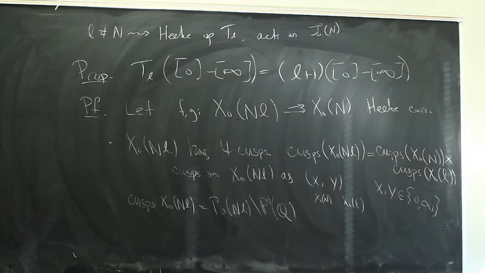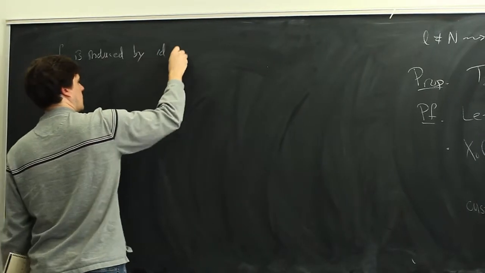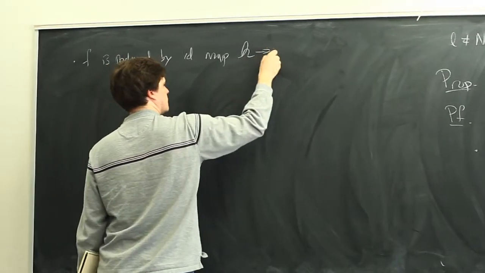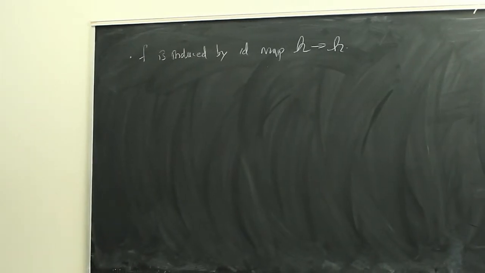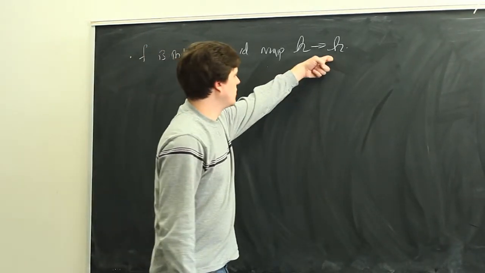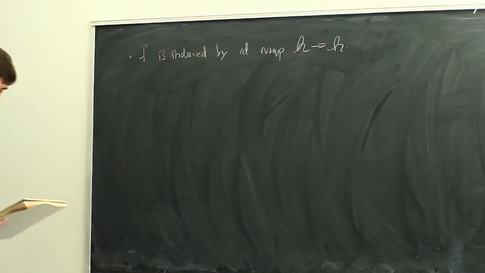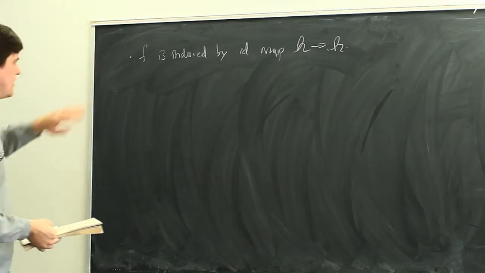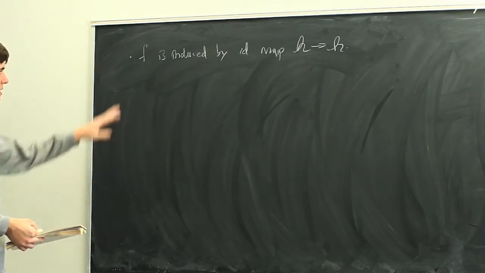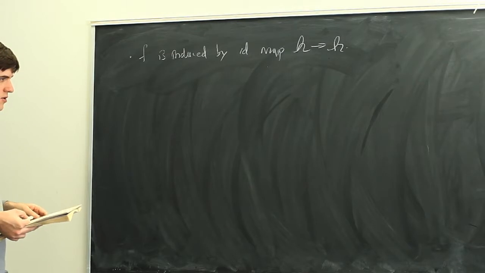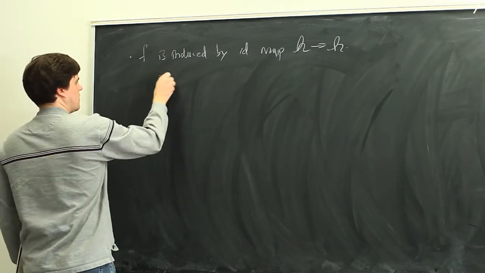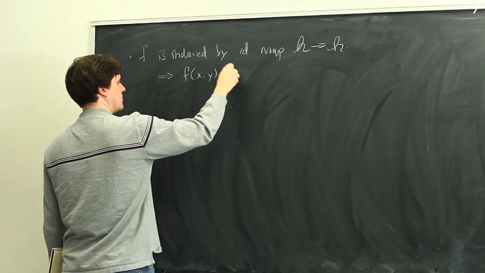Okay, so the map F, one of these maps in the Hecke correspondence, is just induced by the identity map on the upper half plane. So in other words, you take the identity map, and here you quotient by gamma 0nl, here you quotient by gamma 0n, so you get a map, and that's what the map F is. And so in particular, F extends the identity on H star, so it acts by the identity on P1Q, and so f of xy is just equal to x.